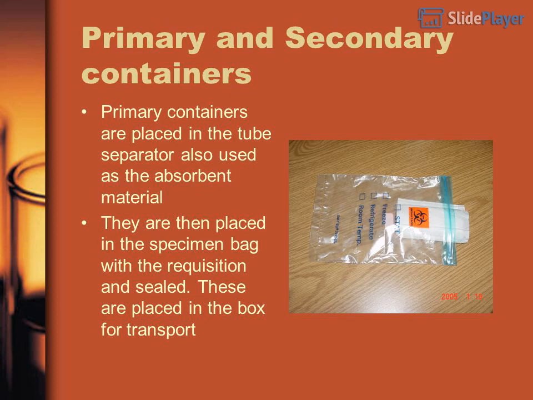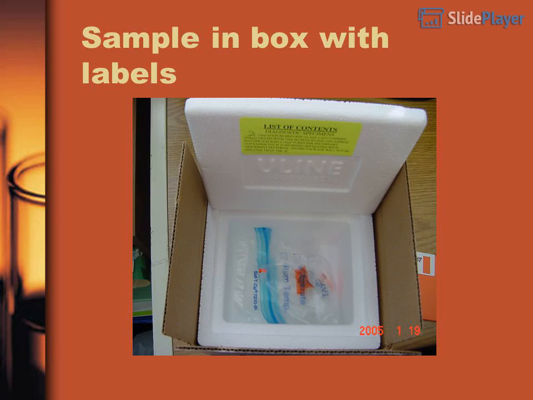Primary and secondary containers. Primary containers are placed in the tube separator, also used as the absorbent material. They are then placed in the specimen bag with the requisition and sealed. These are placed in the box for transport. Sample in box with labels.